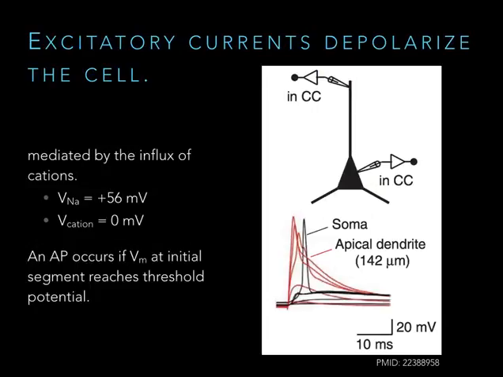If the current is excitatory, that's going to depolarize the cell. And this is going to be caused by the inward movement of cations, of positively charged ions. Some channels will be sodium channels, so they'll be specific for sodium. They're going to reverse at 56 millivolts. Others will be non-specific cation channels. They'll let sodium come in, they'll let potassium leave, they'll let calcium come in. They don't really care. They just let cations move. That will reverse around 0 millivolts. This is still more than sufficient to drive an action potential.